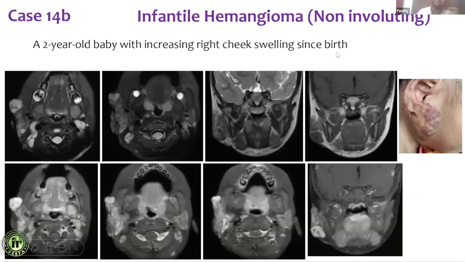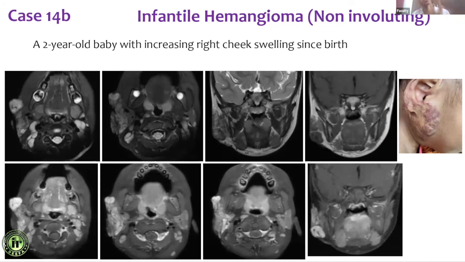So it was present since birth. What we find, again, there is a soft tissue nodularity involving the skin and subcutaneous tissue in the right preauricular region. And the lesion is also involving the superficial lobe of the right parotid. It is showing intense enhancement on the post contrast, and it is again a T2 hyperintense lesion, and this is the clinical presentation of the lesion. So this is again a soft tissue vascular tumor.